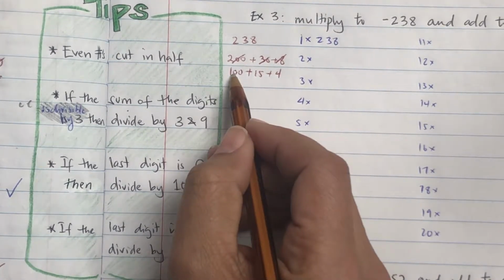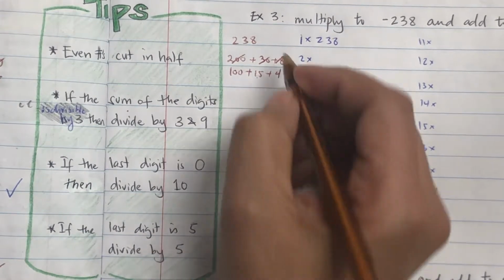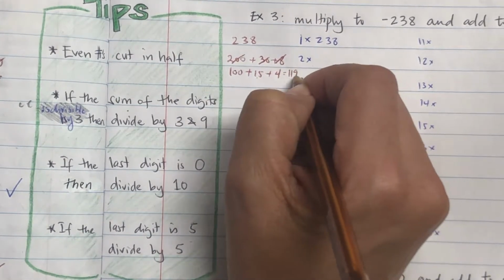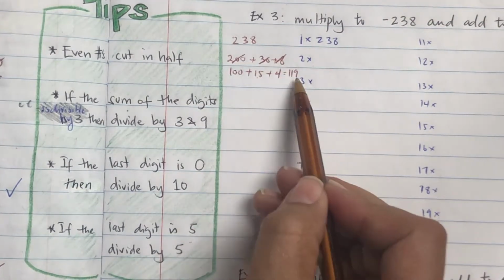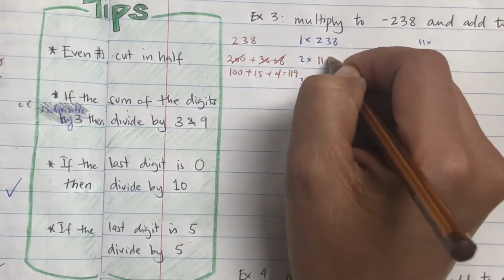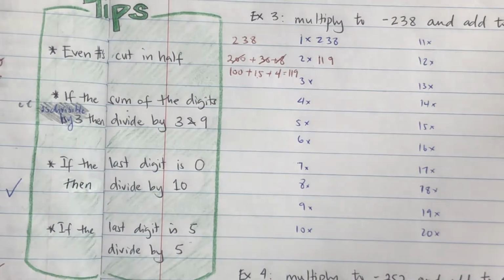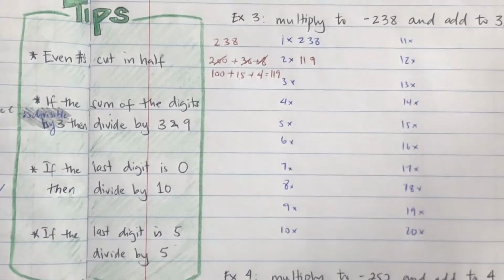So you add it all up. So 100 plus 15 plus 4 is 119. So 238 cut in half, because I did it individually, is 119. This is a listening check, coloring 119.